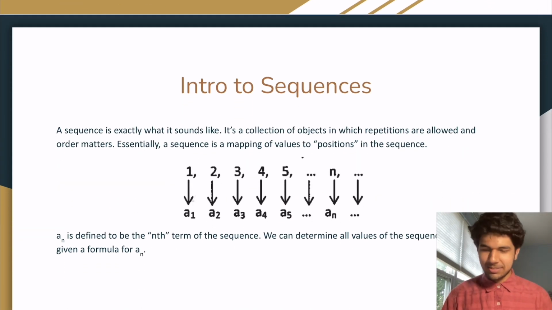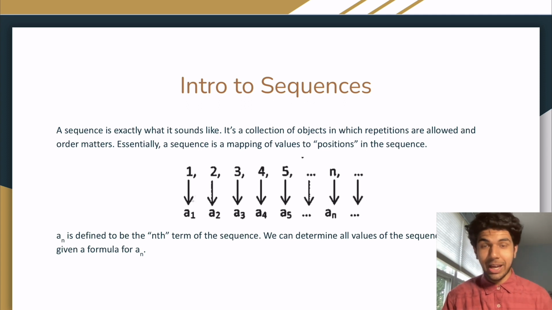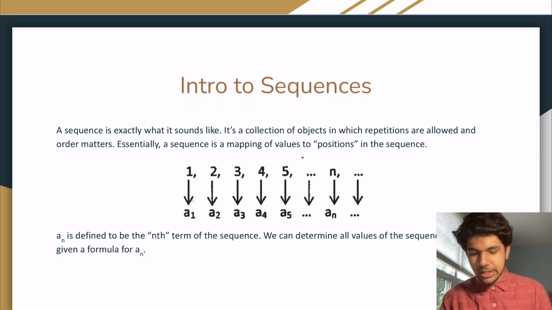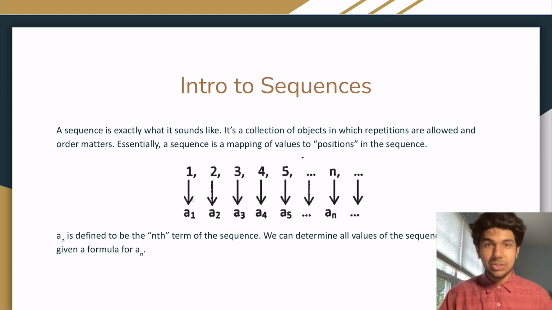Well, what's a sequence? It's kind of exactly what it sounds like. Mathematically, we can describe it as a collection of objects, in this case numbers, in which repetitions are allowed, but the order of our numbers does matter. So a sequence can be thought of as a mapping of values to positions in the sequence. So we see in this little diagram down below, the thing on top is what we would consider a sequence. 1, 2, 3, 4, 5, etc. You know, we've known a sequence since we were 1 or 2 years old.